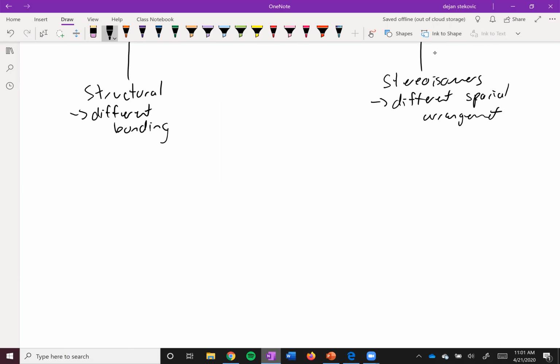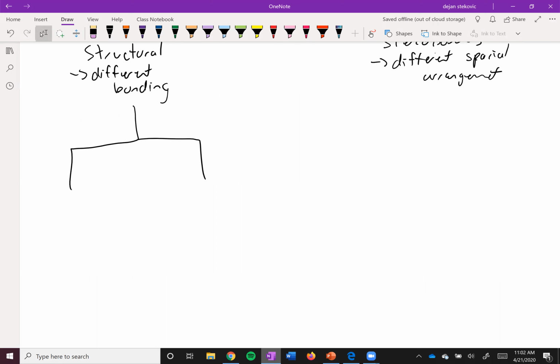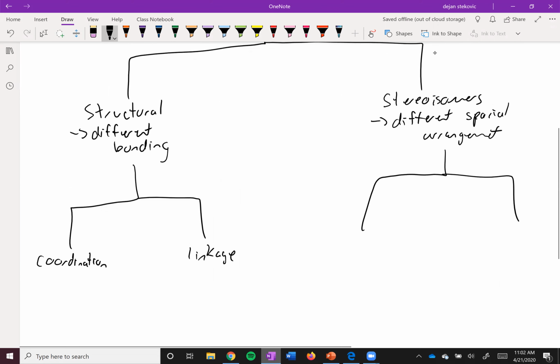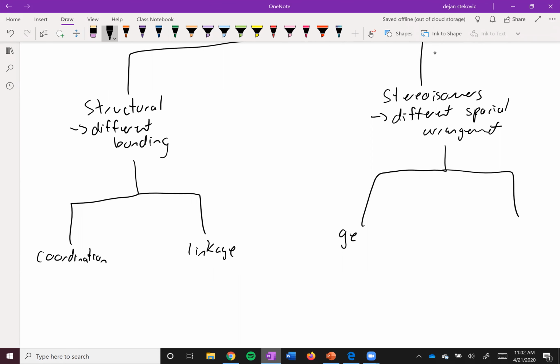These structural isomers can then be also broken up into coordination isomers and linkage isomers, while the stereoisomers can be broken up into geometric or optical isomers. So we'll take a look at each one of these one at a time, example by example, right? So let's take a look at optical first.